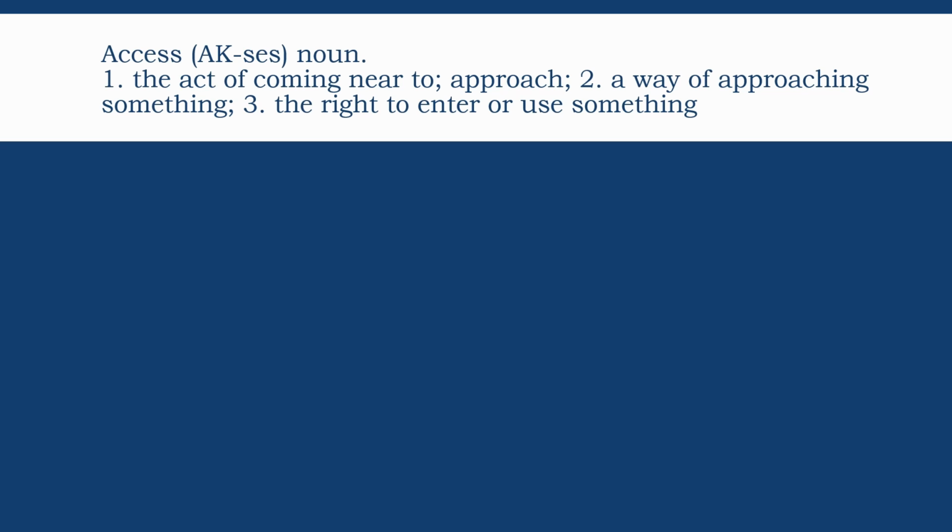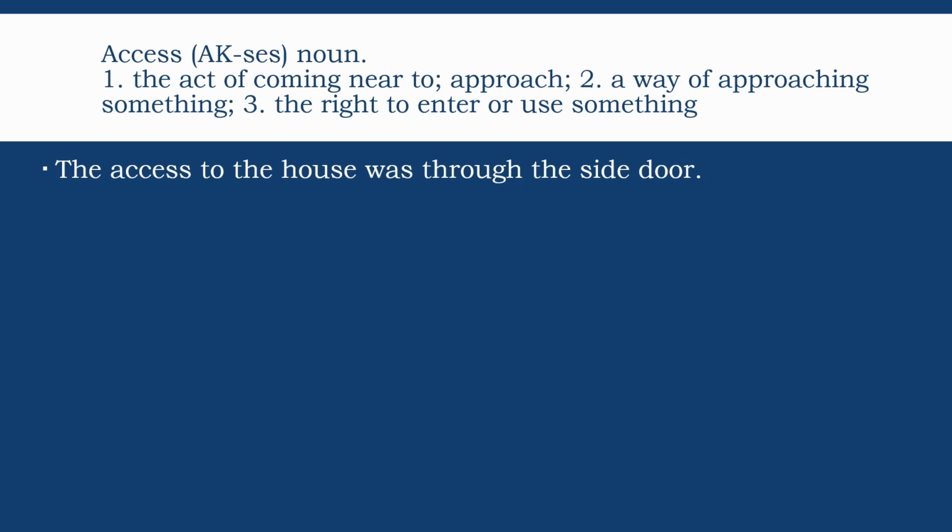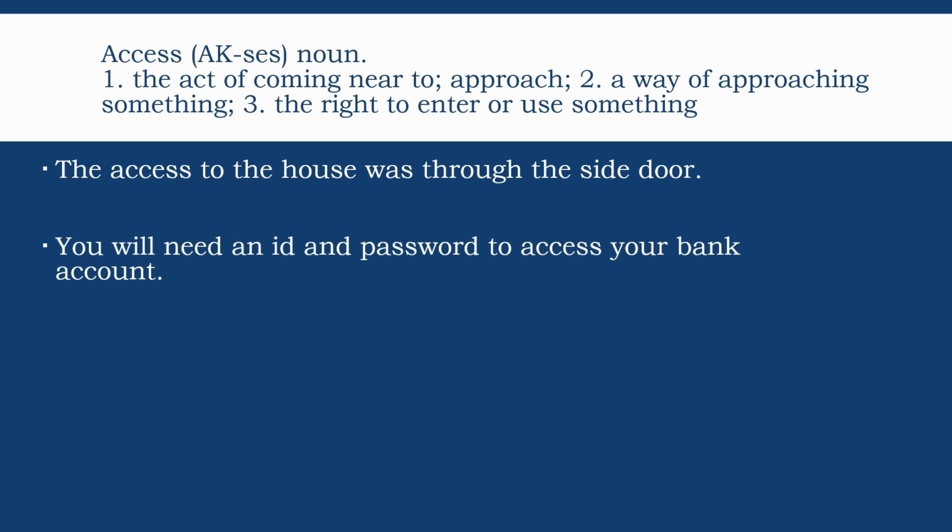Access. The stress is on the first syllable. Access is a noun which means the act of coming near or approach. For example, the access to the house was through the side door. That is how you approach the house or you enter the house. It also means a way of approaching something. You will need an ID and password to access your bank account. That is how you use it.